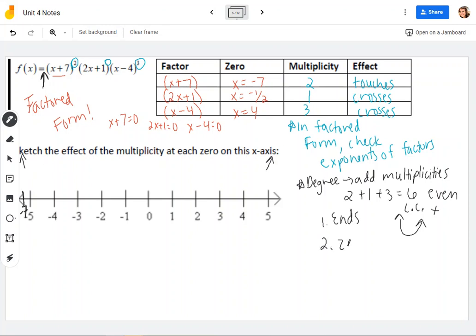Step 2 is our zeros, our x values. So putting in all those points, x equals -7, and it is touching at that point. So I'm going to do a little curve. X equals -1/2. It's crossing through at that point. And x equals 4 is also crossing through at that point. So then your last step is to just connect your little curve marks that you've made. So they should connect and be on the right side. If they're not connecting, then try flipping what you drew on the other side of the axis.